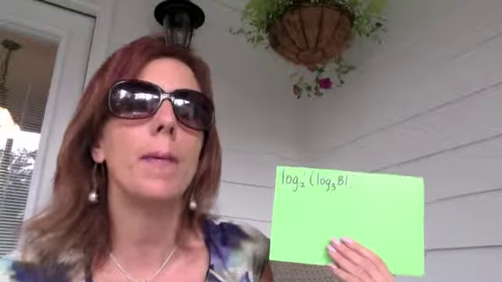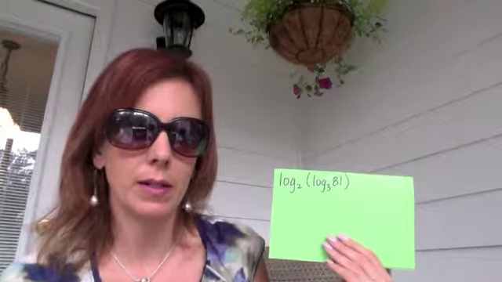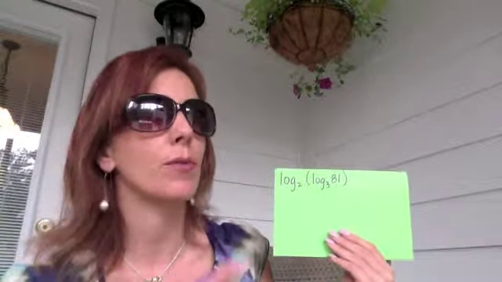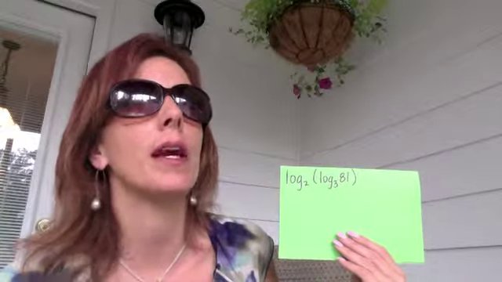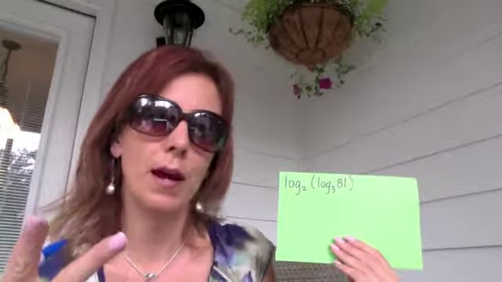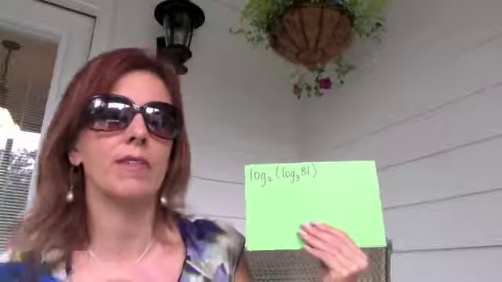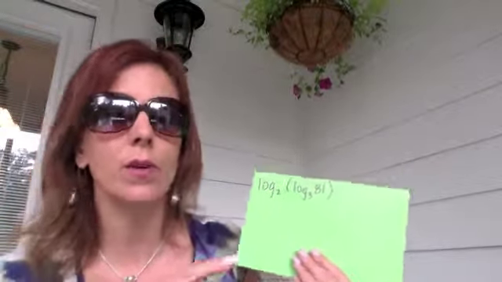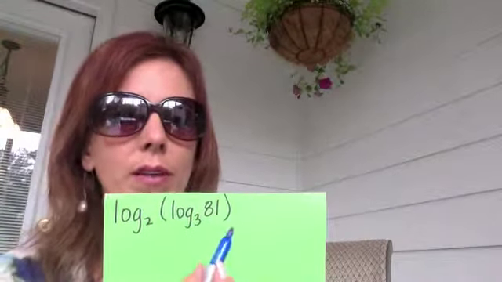Okay, 3 to what power is 81? 3 times 3 gives me 9, times 3 again gives me 27. That's to the 3rd power. 27 times 3 gives me 81. Oh, good. So that's 27 times 3, which would be 3 to the 4th power. So log base 3 of 81, that's the same as just 4.